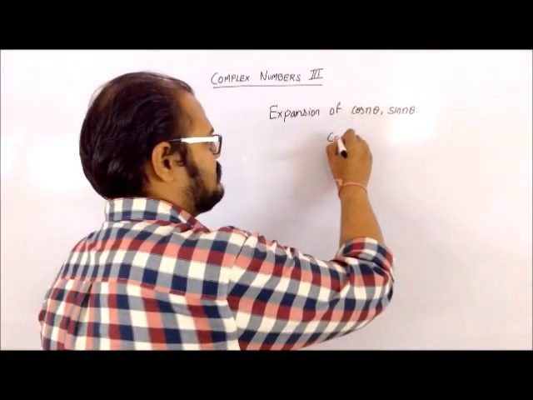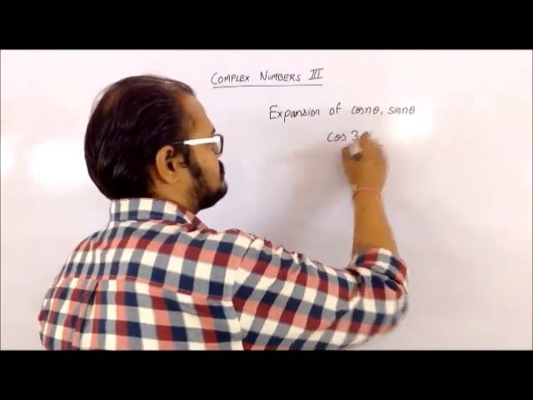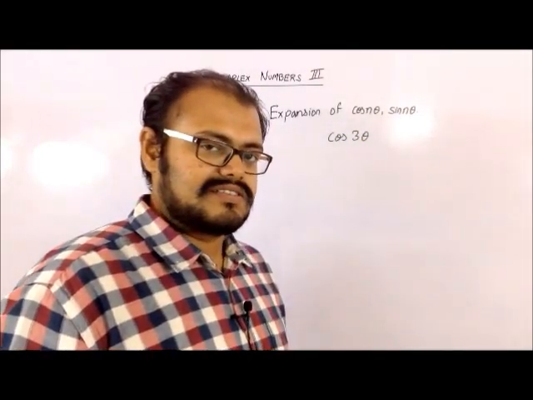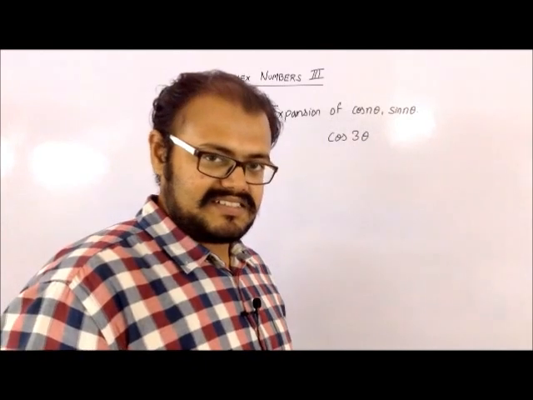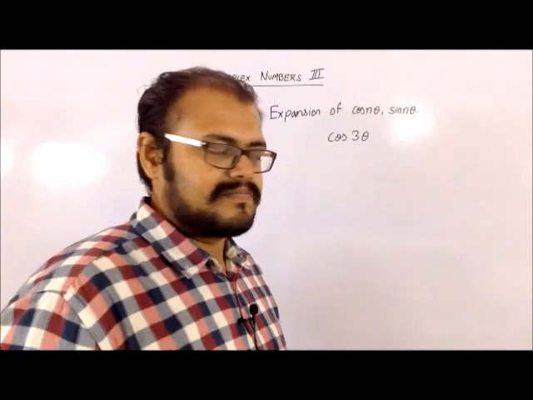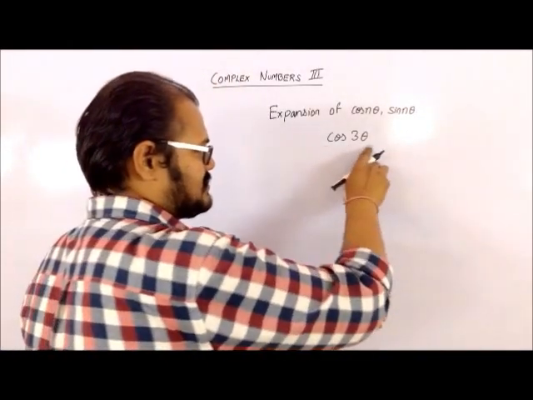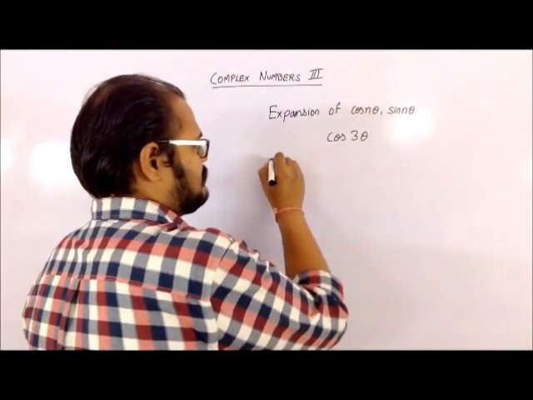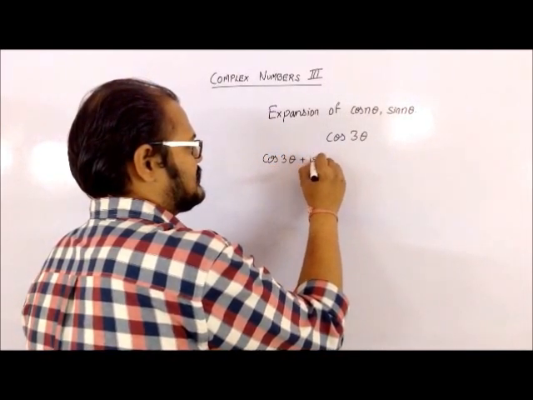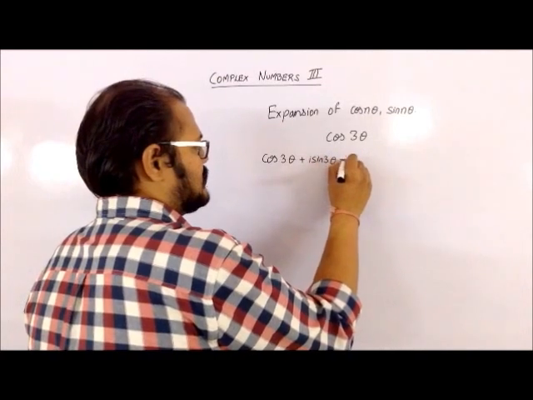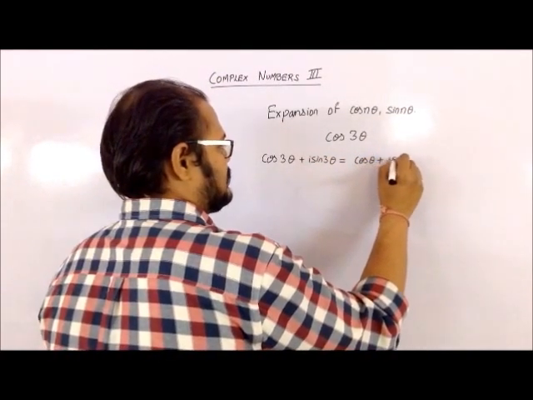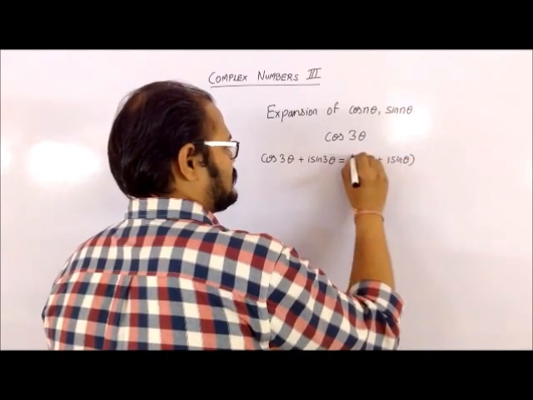Let us say that I am being asked to find the expansion for cos 3 theta. Now I know what cos 3 theta basically is, but let me just do it with the form which we have learned. So if I am asked to find cos 3 theta, then what I do is I write cos 3 theta plus i sin 3 theta, because of De Moivre's theorem, can be written as (cos theta plus i sin theta) raised to 3.